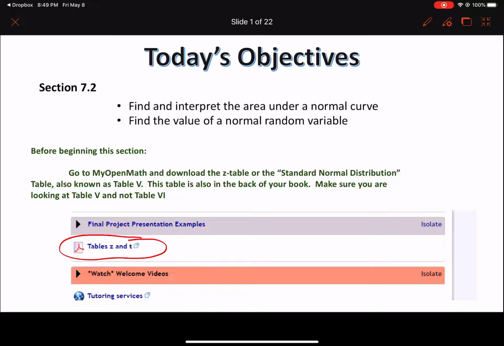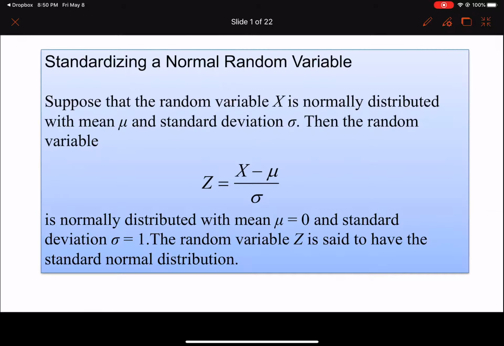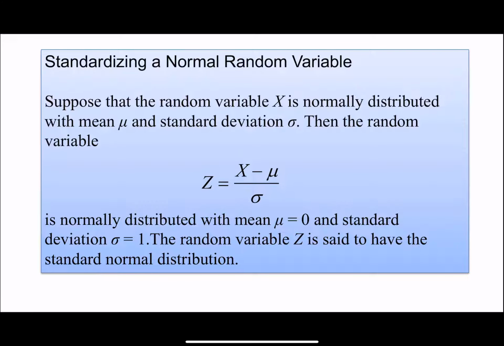It's a little bit easier to read than the one online, but you're going to need that because I'm going to show you how to read that and how to interpret it. And eventually I'm going to show you how to do this with the calculator, without the table, but you need to be able to read that table. Right, so let's go. So, standardizing a normal random variable.